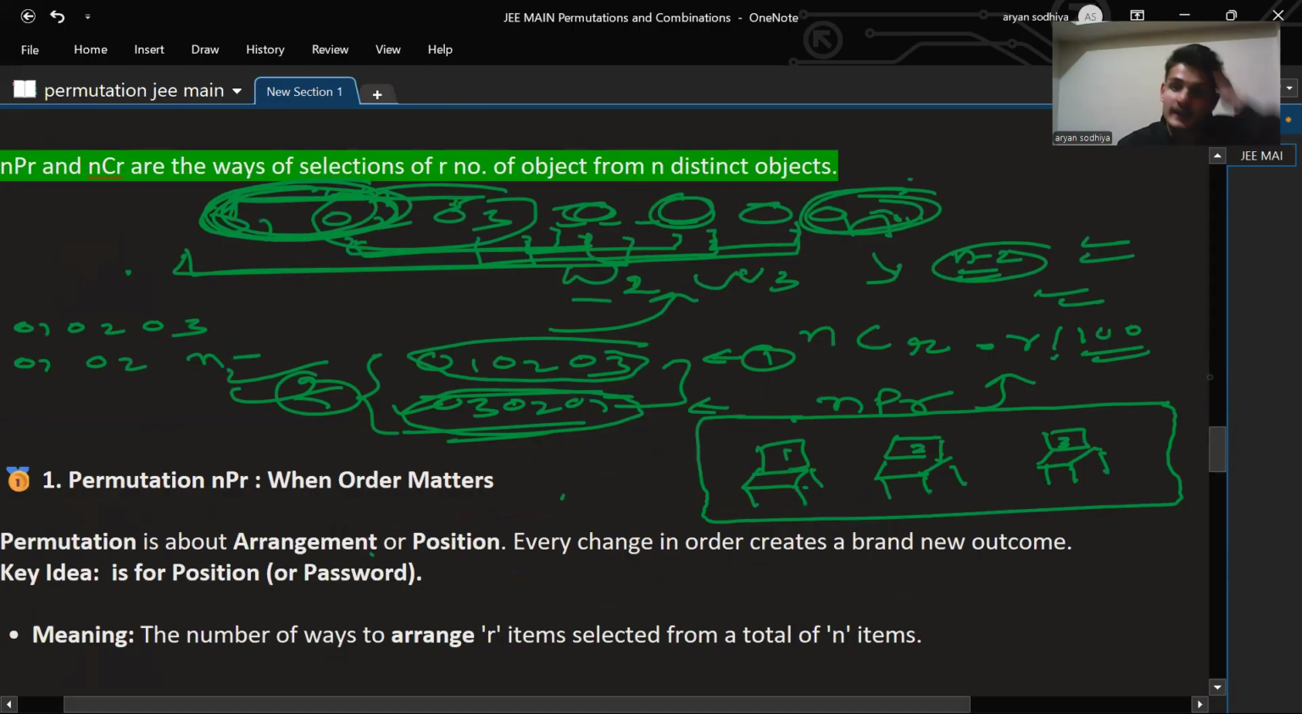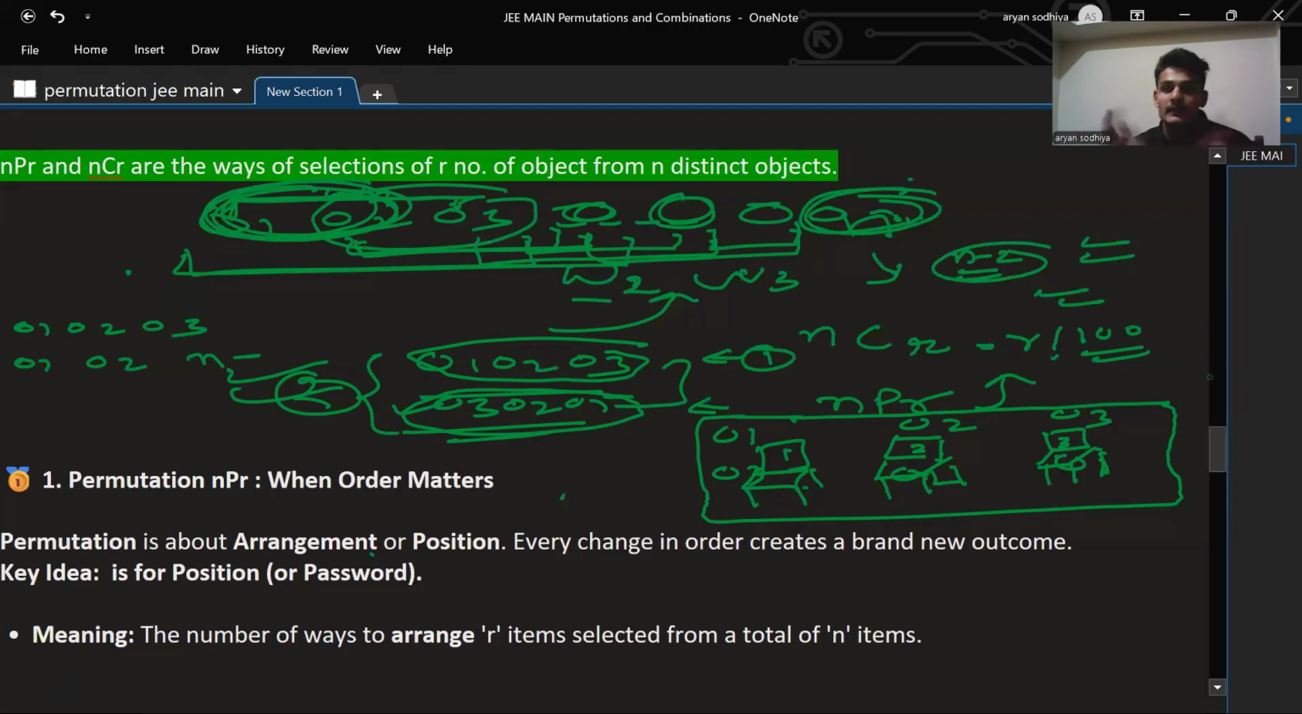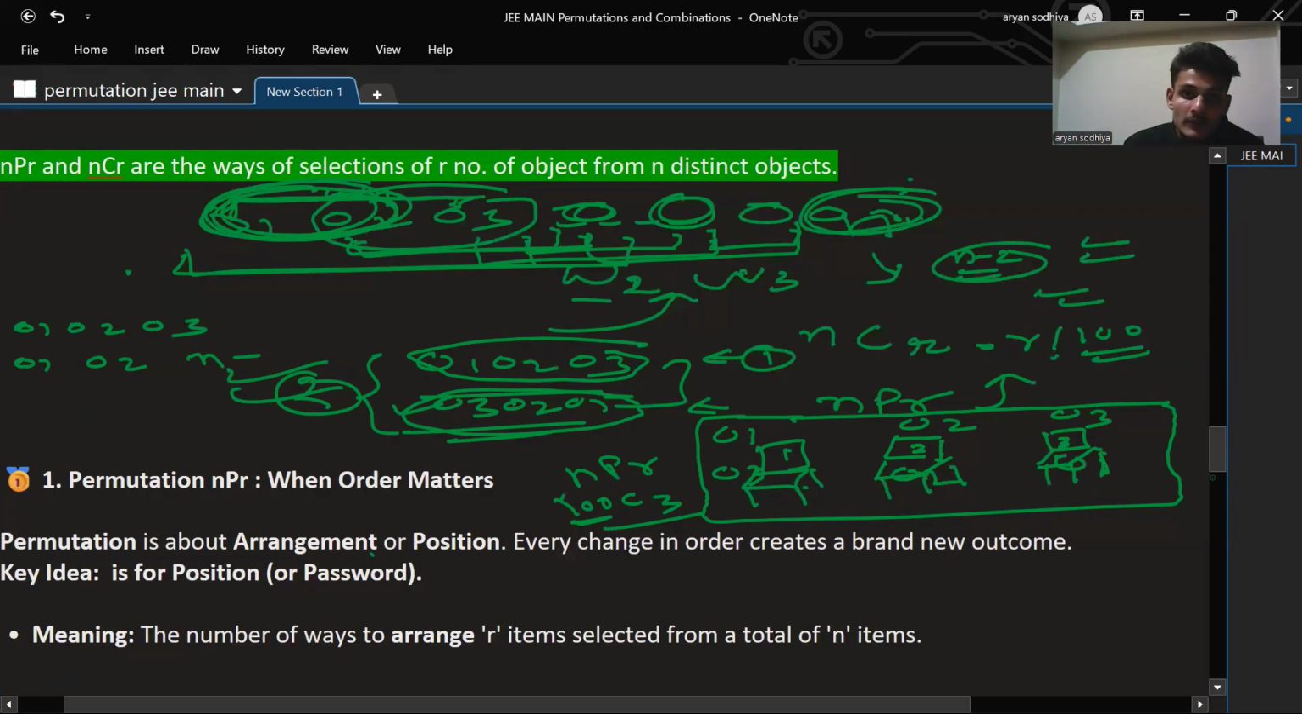Now the order matters. If O1 is sitting here, O2 is sitting here, O3 is sitting here, and if O3 is sitting here, O2 is sitting here, and O1 is sitting here, these are different orders now. So here arrangement is there, and whenever there is arrangement, you use nPr. So it would be 100P3, where P would be there. This is the mistake we generally make, replacing C with P, and that creates negative marking.